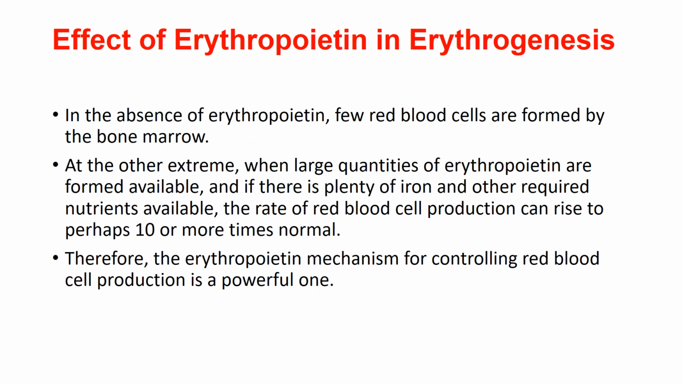In the absence of erythropoietin, few red blood cells are formed by the bone marrow. At the other extreme, when large quantities of erythropoietin are available, and if there is plenty of iron and other required nutrients available, the rate of red blood cell production can rise to perhaps 10 or more times normal. Therefore, the erythropoietin mechanism for controlling red blood cell production is a powerful one.